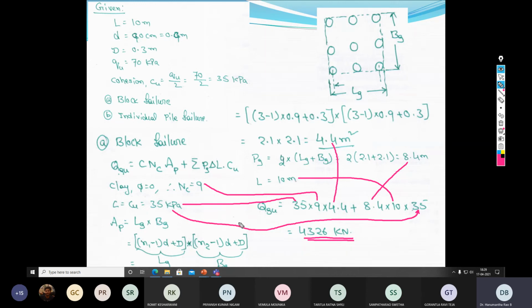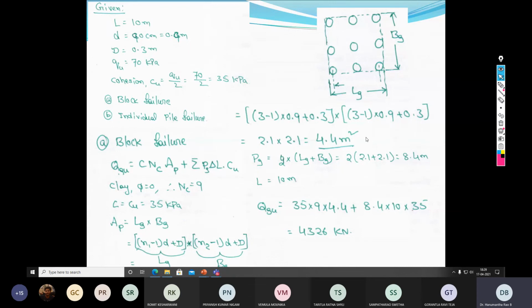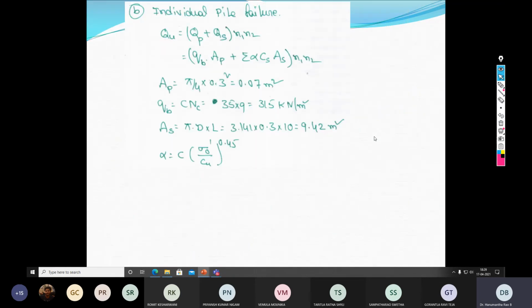I hope it is clear to everyone how to calculate the pile group capacity considering block failure. Can I go to the next slide? Yes, sir. Next is treating as an individual pile.